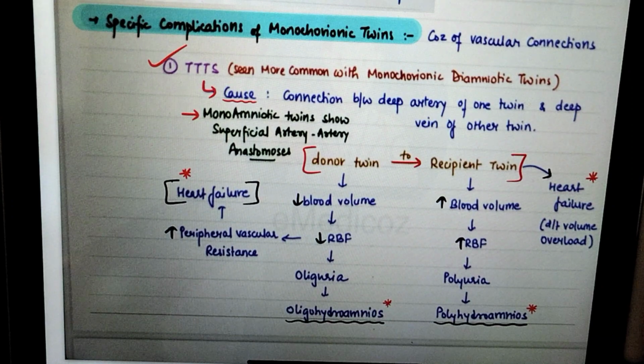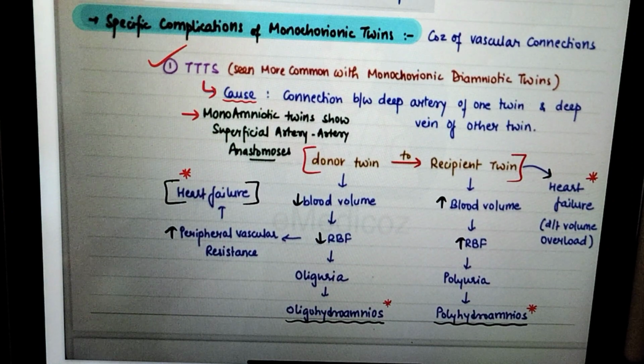Monoamniotic twins show superficial artery-to-artery anastomosis. Now in this complication, deep artery of one twin and deep vein of the other twin are connected. So donor twin to recipient twin, the transfer occurs.